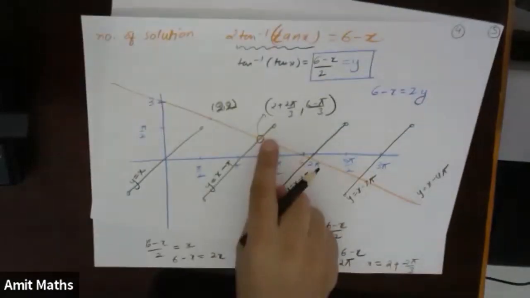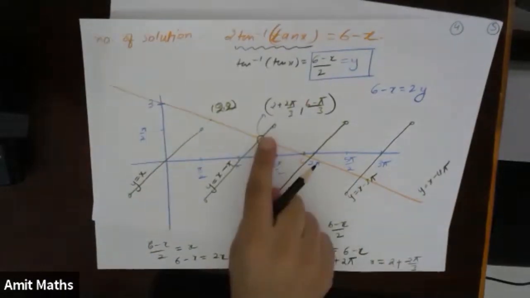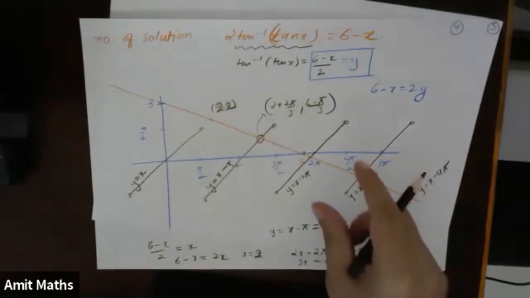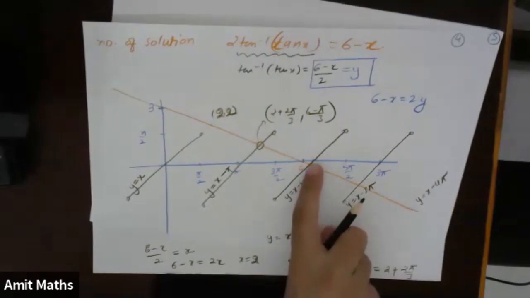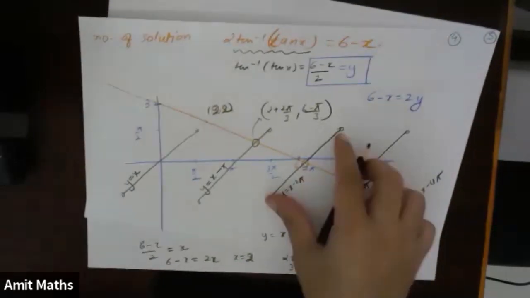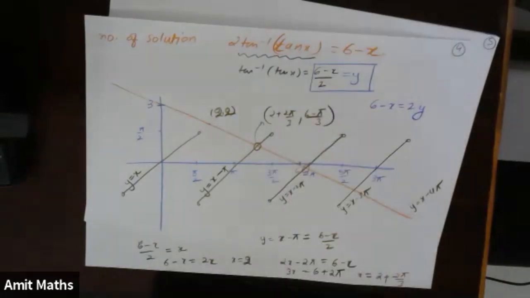Okay, so we got one point of intersection with this line and the line. This part everybody understood, right? Now I want you to find the intersection of this line and this line also. This point of intersection of this line and this line, 6 minus x by 2. Fast.